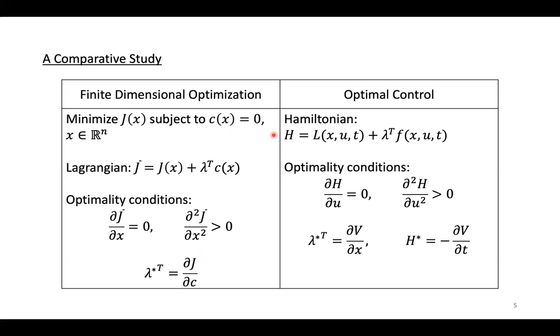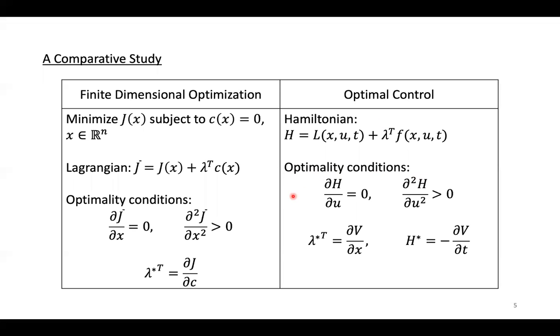Now let's draw the parallels here. Instead of the Lagrangian, you have a Hamiltonian. Again, you have the running cost function plus lambda transpose times the dynamics. The dynamics is again a constraint function on the state. Instead of the Lagrange multiplier in finite dimensional optimization, you call this lambda a co-state because it has associated dynamics of its own, obtained using the adjoint equation. You also have associated boundary conditions, which you get from the transversality conditions. But if you look at the optimality conditions, it's exactly the same.